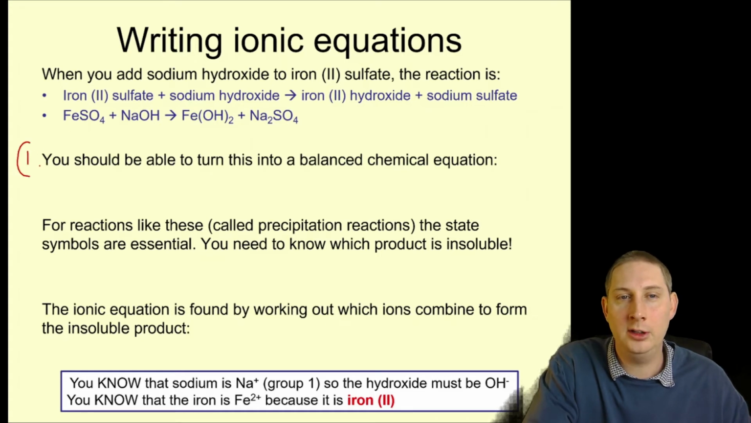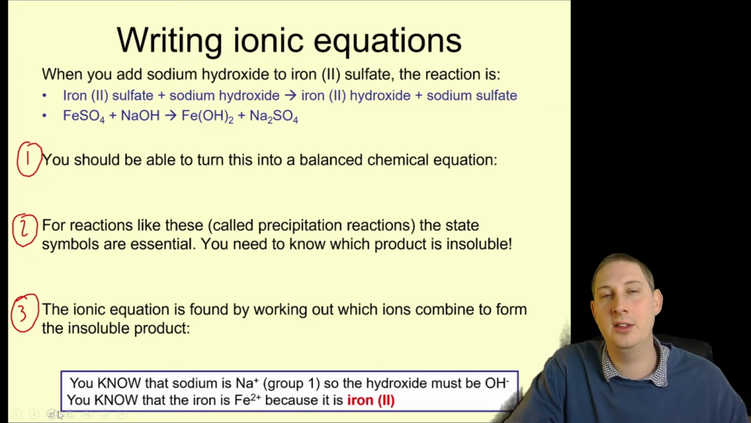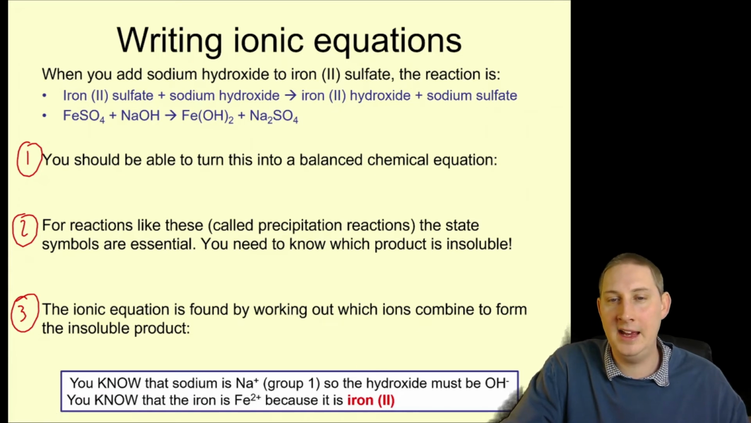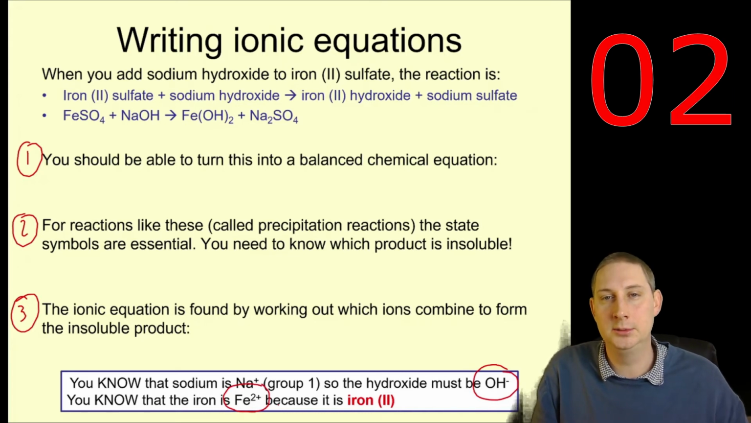So step 1, you need to balance it. Step 2, you need to add state symbols. And then step 3, the new bit, can you write the ionic equation for this reaction, showing which ions combine to form the insoluble product? Now I've given you some help here. I've reminded you that hydroxide is OH minus, and I have also reminded you that because it's iron 2 sulfate, the iron must be Fe2 plus. But pause the video, have a go.